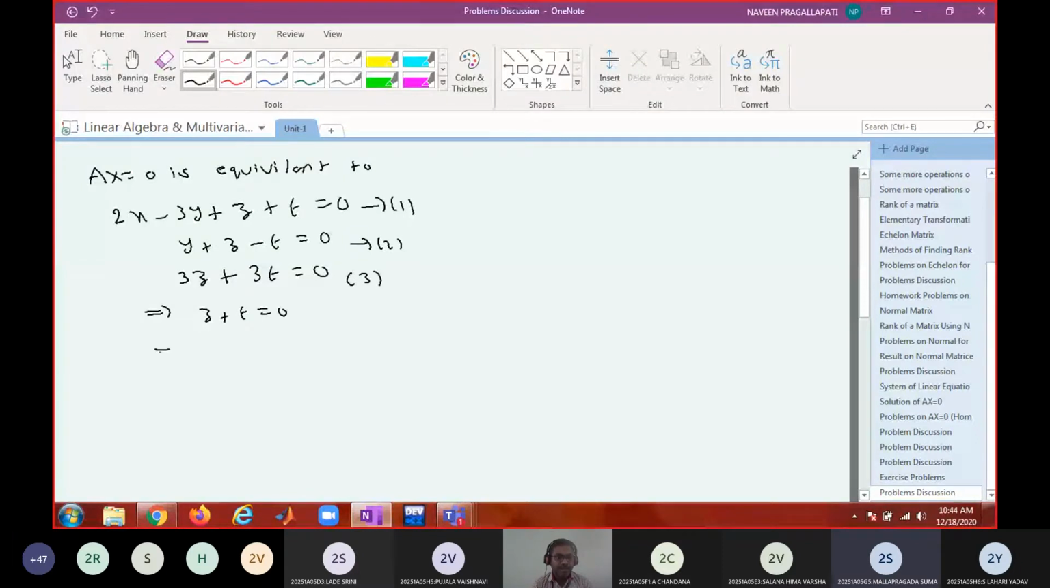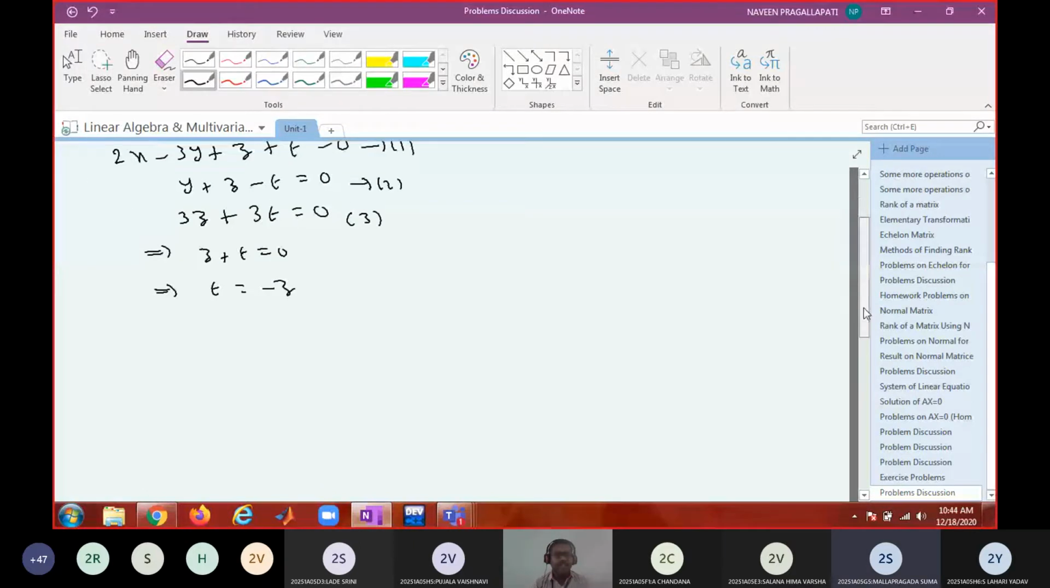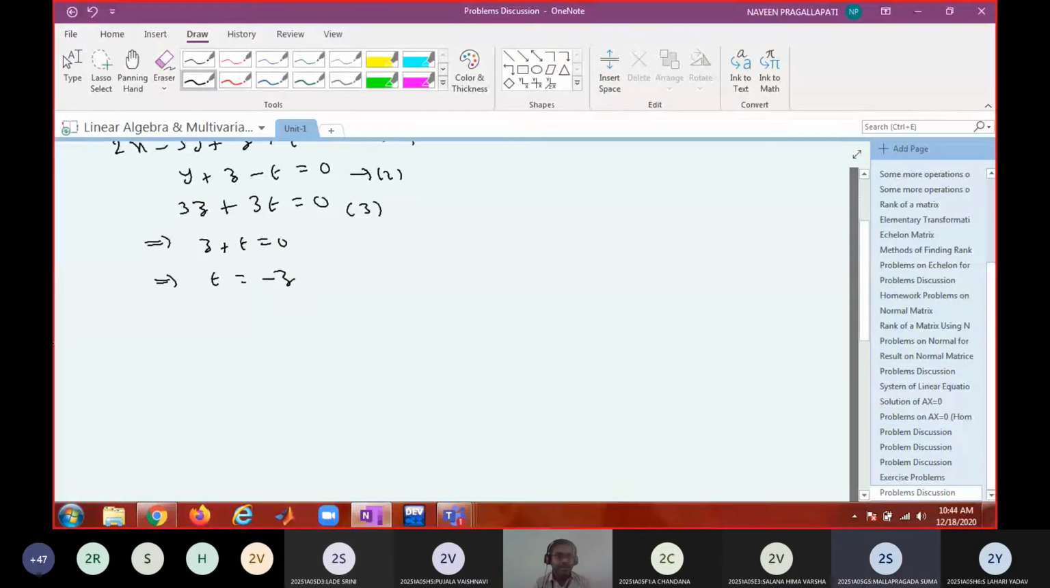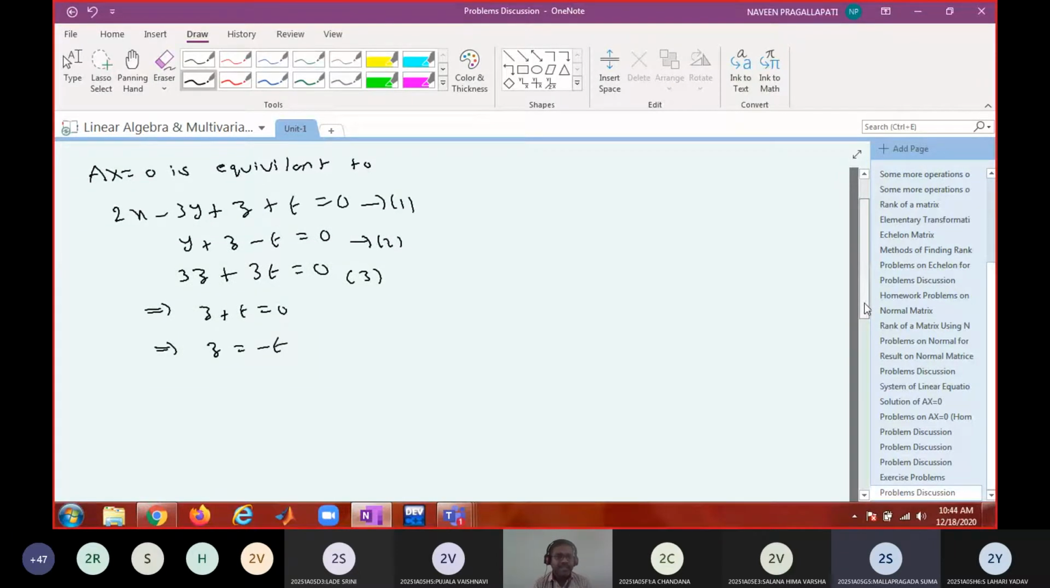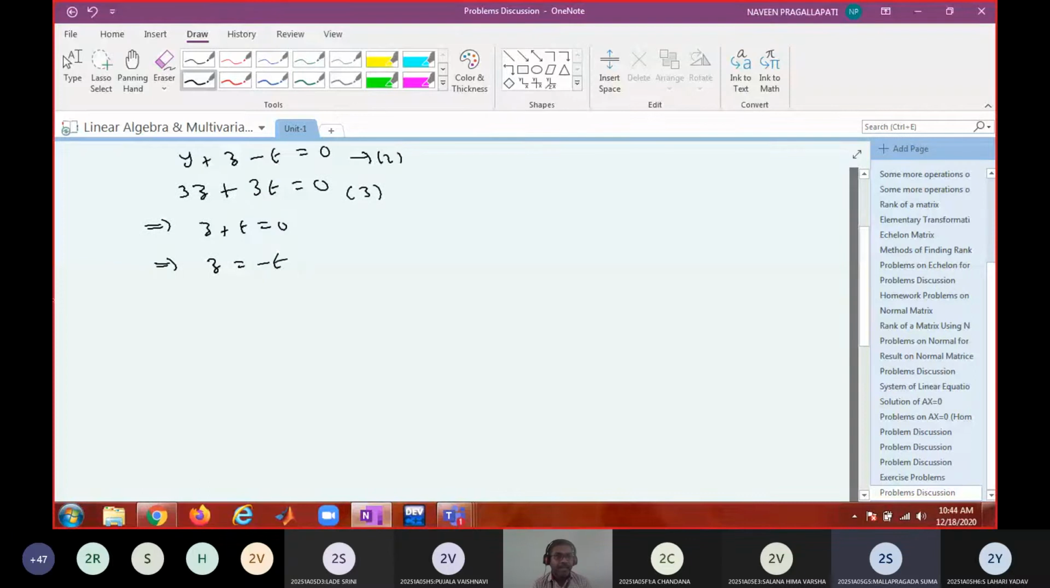z plus t equal to 0 means t equal to minus z. So what is the free variable now? We have expressed t in terms of z. Or you can express z in terms of t also. So I can write z in terms of t. In that case, the free variable will be t. So if you consider t equal to k1, this implies that z will be minus k1.